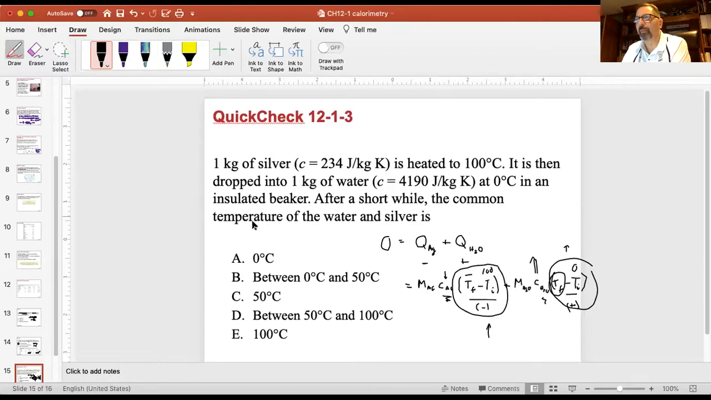Any questions on this? The new wrinkle today in calorimetry is that we've only addressed what change in temperature results from heat being added, and what change in phase results from heat being added. We haven't really talked much about where that heat comes from. Today's topic addresses that a little bit. It has to come from some other object. In this case, the silver and the water interact together.